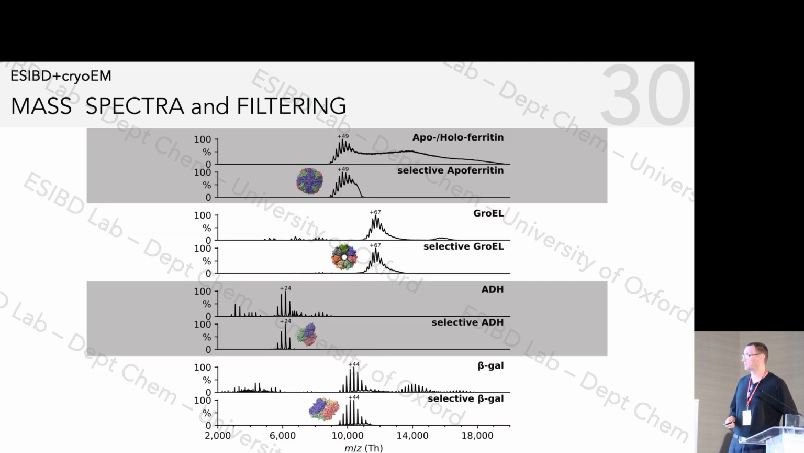So just to get it out of the way, this is how native mass spectra look on our machine. A few test samples we work with, the usual suspects: ferritin, GroEL, beta-galactosidase. You would always get your native peaks here, and then we select them to clean up the spectrum, to deposit only what we consider native.